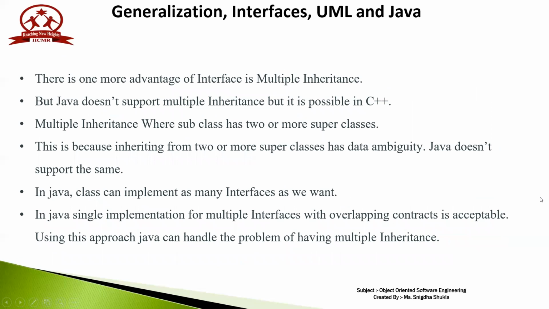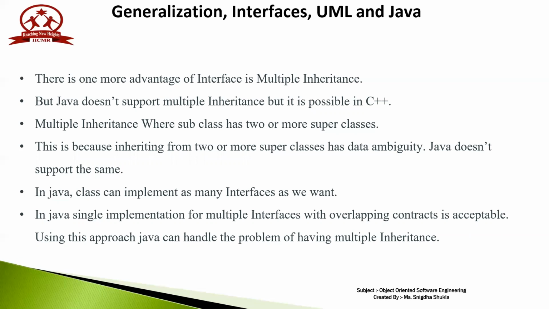There is one more advantage of interfaces, which is multiple inheritance. But Java doesn't support multiple inheritance, though it is possible in C++. Multiple inheritance is where the subclass has two or more superclasses. Java doesn't support it. This is because inheriting from two or more superclasses has data ambiguity and Java doesn't support that. So if we start inheriting features from more than one class, definitely there will be data ambiguity. So Java doesn't support multiple inheritance.